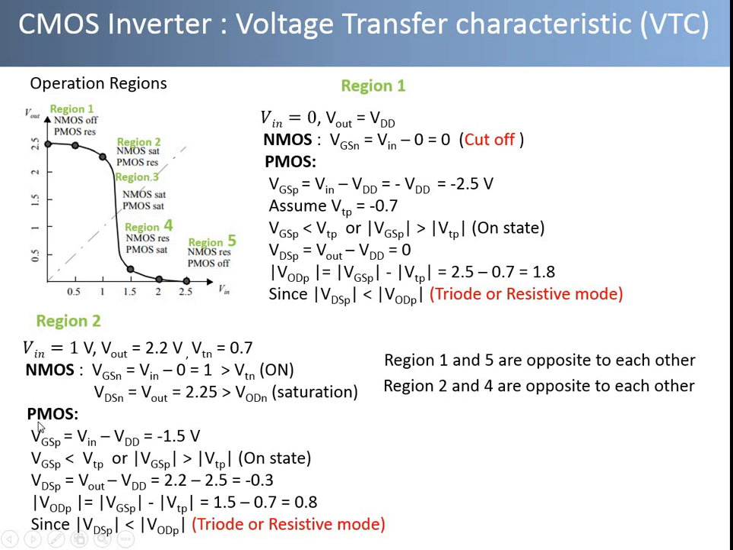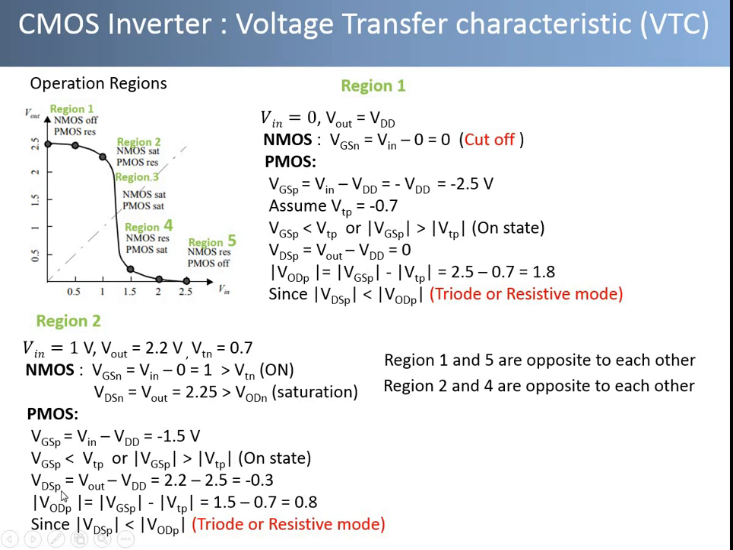Similarly, for the PMOS transistor, the gate to source voltage is equal to Vin minus VDD, which is minus 1.5 volt. Since the gate to source voltage is less than the threshold voltage of PMOS, or its absolute value is greater than the absolute value of threshold voltage, therefore the PMOS transistor is in on state.